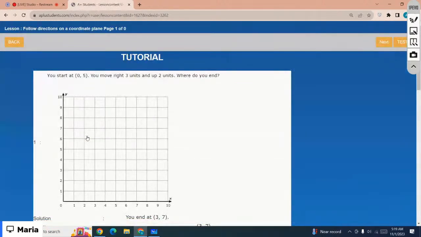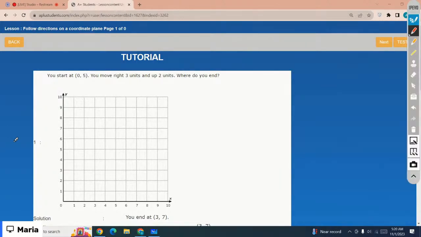Okay, so you start at 0, 5, you move right 3 and up 2. Where do you end? You have to follow the direction, right? So start with 0 and 5. X is 0, y is 5, right? So here you are. Only the y axis is the one where x is 0, right?